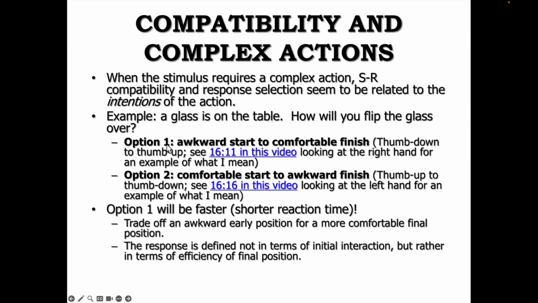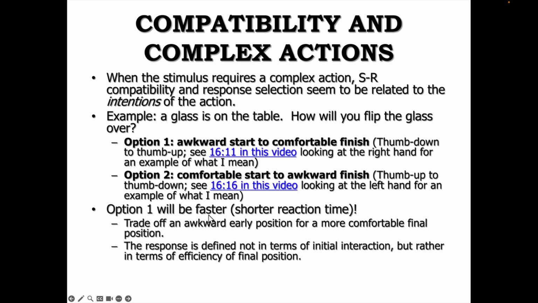Option number one is flipping this glass over, starting in an awkward position and finishing in a comfortable position, meaning you pick up the cup with your thumb down and then finish by setting the cup down with your thumb up. Again, look at the video if you're a little bit confused on what I mean. Option two is having a comfortable starting position and an awkward finish, meaning that I pick the cup up with my thumb up and then finish by placing the cup down with my thumb down. In this case, we've got two complex actions. So which one is going to be faster?